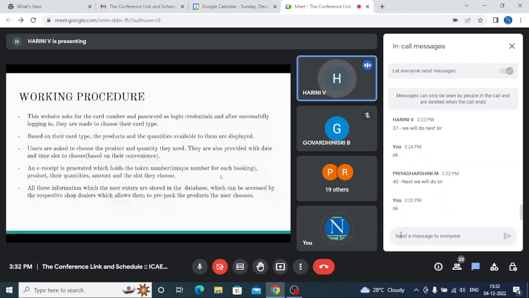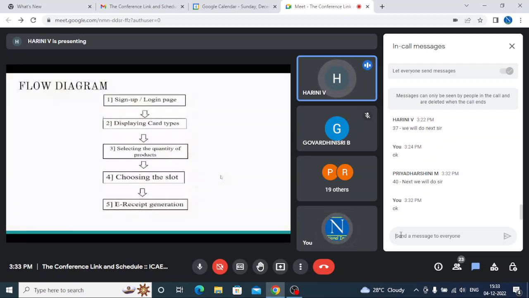And also malpractices and corrections will be reduced as it is being fully digitalized. So this is the flow diagram. First they are asked to sign up or log in. Once they have done it, they are asked to choose the card types. Based on the card type, the quantity and quality of products available to them are displayed, and they need to choose that and also the slot which they prefer. After giving all those details, an e-receipt is generated.